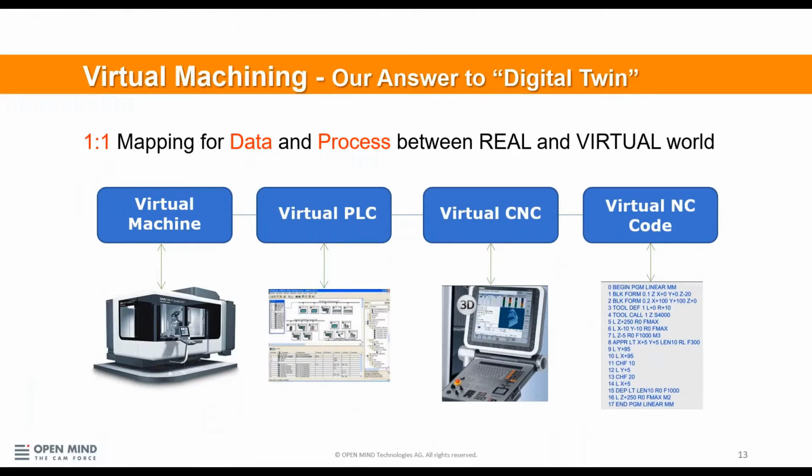Digital twin is a common term today. Each real piece of the manufacturing process, the machine tool, CNC, PLC, and the G-code have a one-to-one virtual representation in hyperMILL virtual machining. This makes a perfect synthesis of the real and virtual worlds. It is a true realization of what you see is what you get.